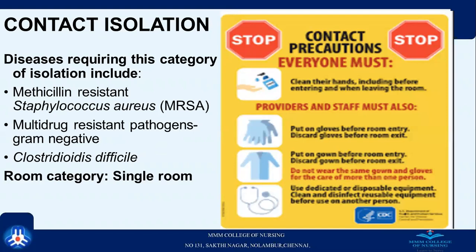In the case of contact precautions, the room category is again preferably a private single room. The diseases requiring this category are methicillin-resistant Staphylococcus aureus, MRSA, multi-drug resistant pathogens, especially gram-negative ones, and Clostridium difficile. These come under contact isolation. What are the precautions here? Again, cleaning the hands, before entering and when leaving the room.